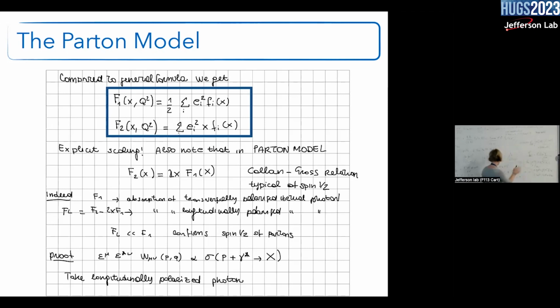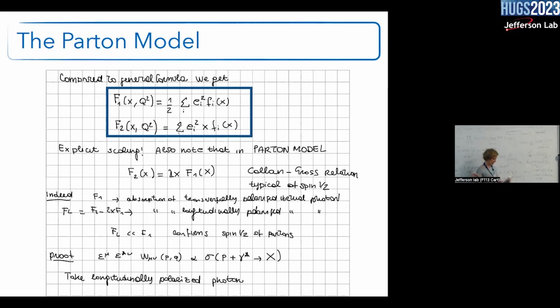And in fact, it comes from the delta function that you find. The delta function identifies the macroscopic variable with the microscopic fraction of energy carried by each of the partons. And the second thing, which is very interesting, is that from the structure that you have here, you see that F2 is equal to 2x F1. So this is the Callan-Gross relation that is typical of a particle of spin 1/2.